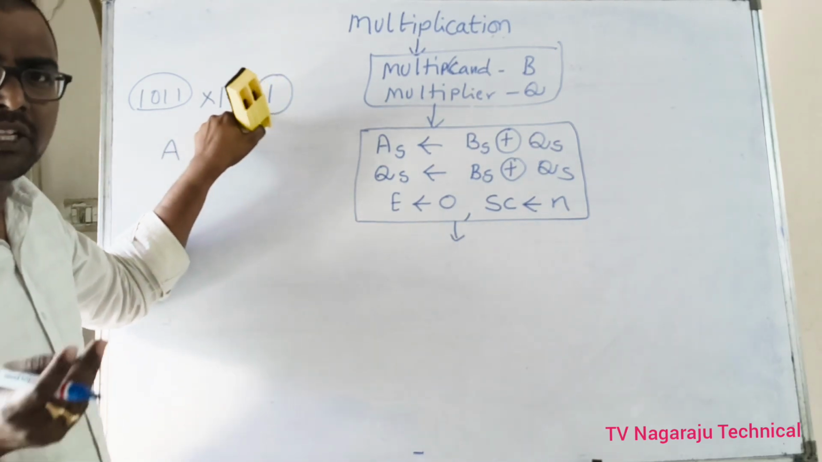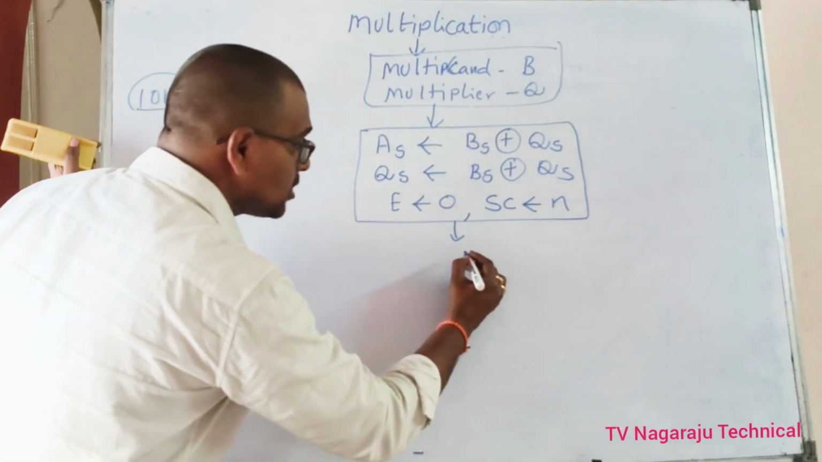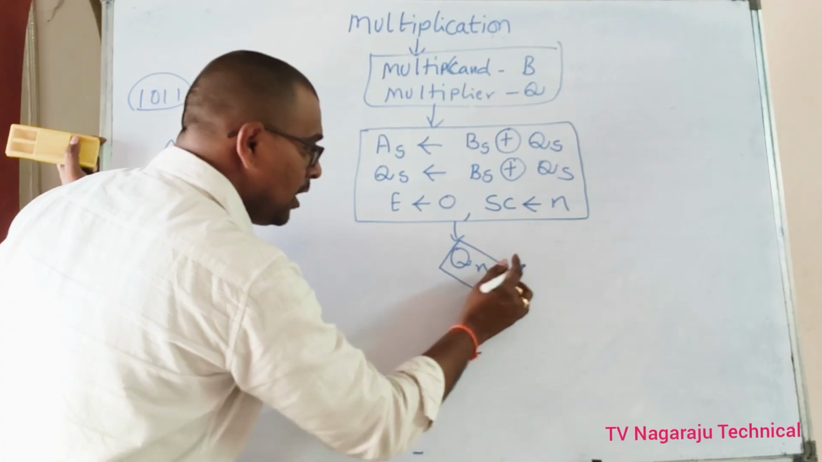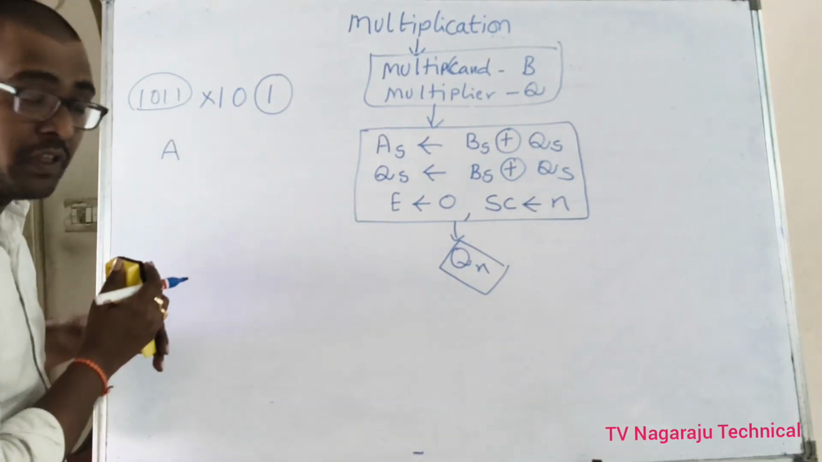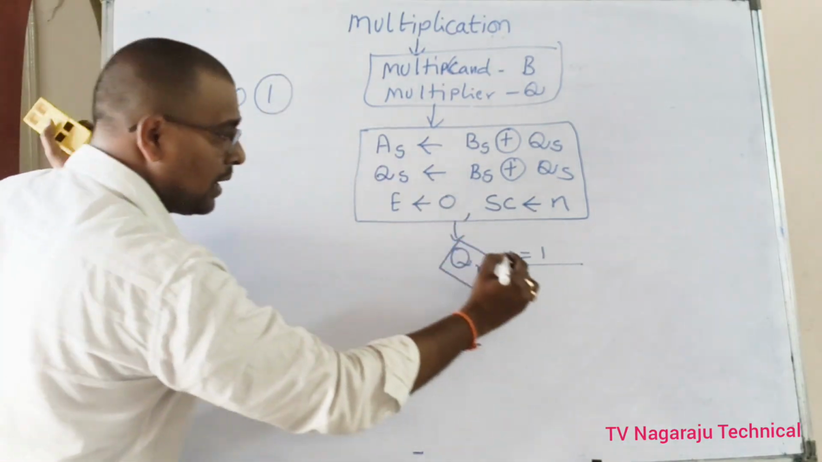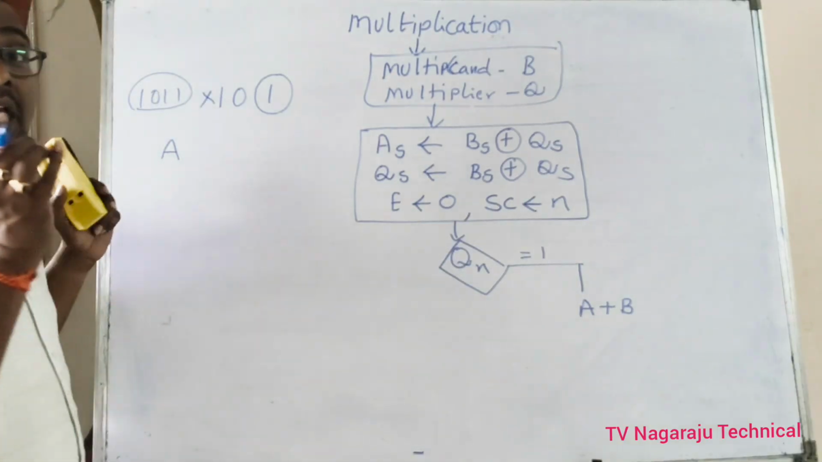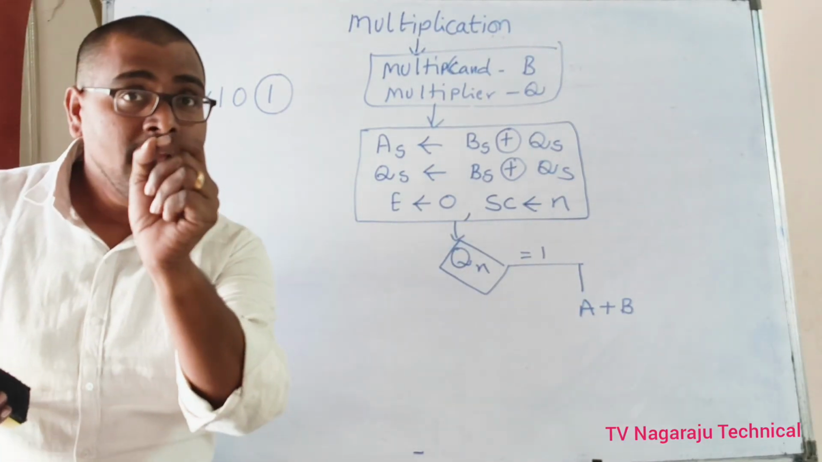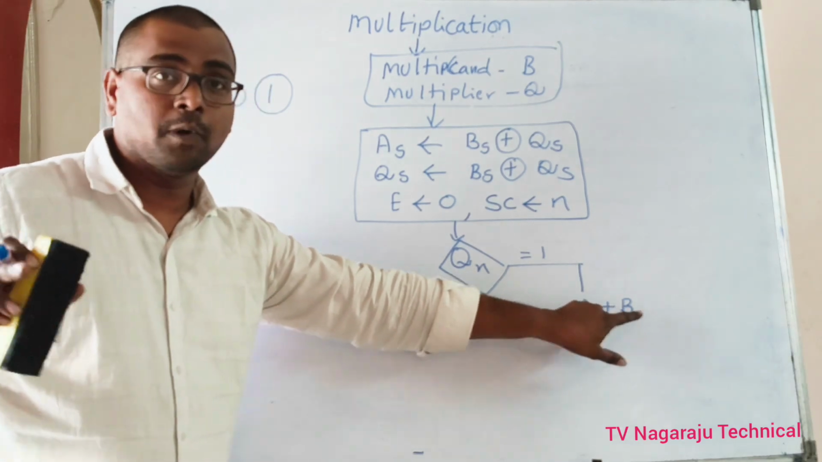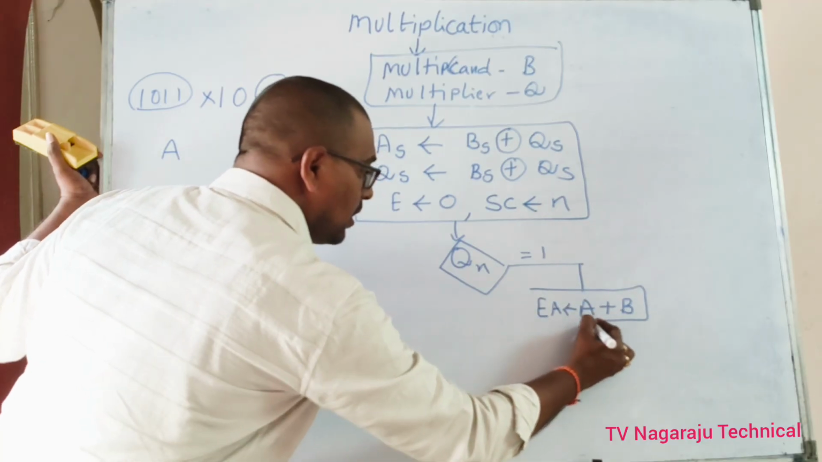Why? If the bit is 0, even though we are adding all zeros, no problem. Simply do the shift operation. So here you need to check the last bit, Qn. Qn specifies the last bit of the multiplier. Now observe, if the Qn value is equal to 1, what are you doing? Directly you are doing the operation A plus B. A is the previous partial product. To that partial product, the multiplicand is added and the result is copied into EA.